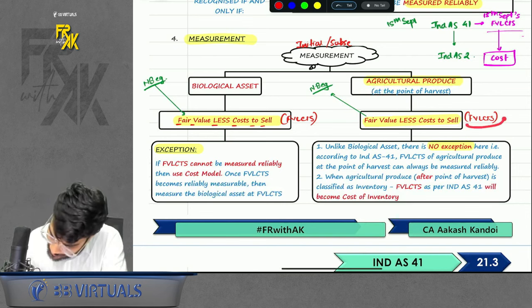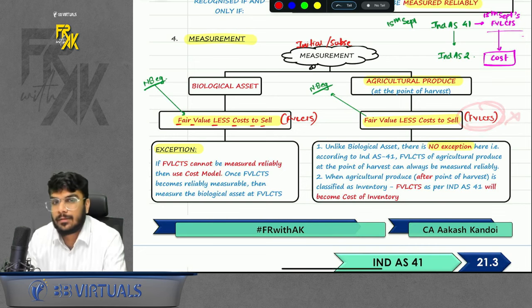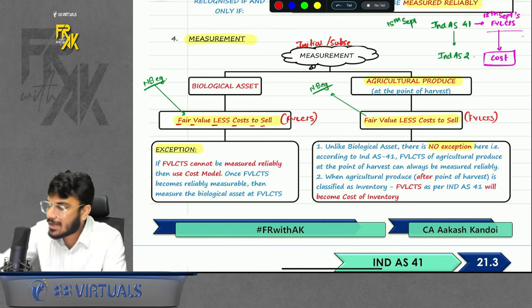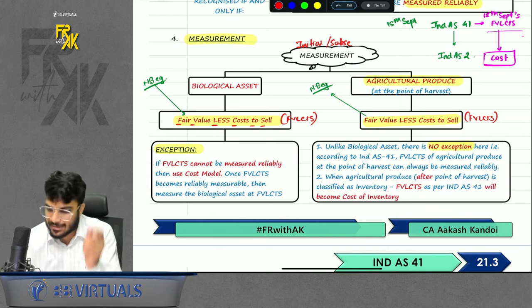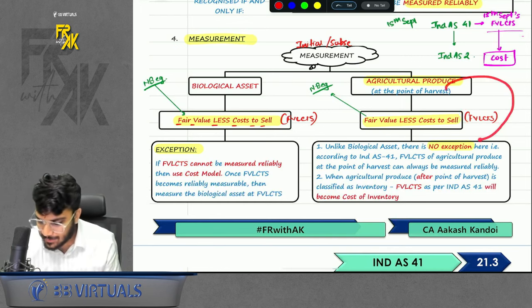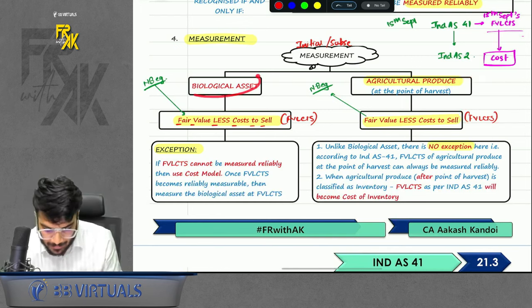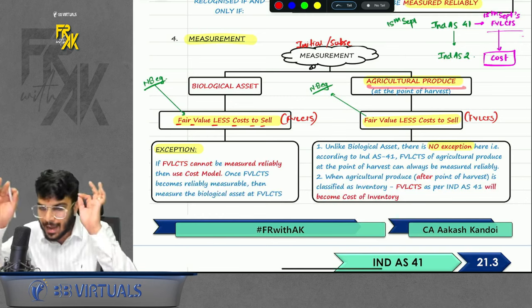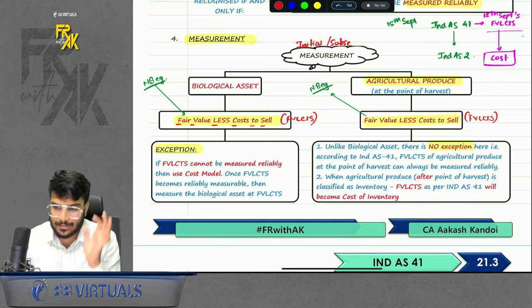Sir, what if FVLCTS is not available here? That cannot be the case. The standard says that for agriculture produce, you will surely have the FVLCTS. So you cannot say that for agriculture produce, FVLCTS will not be available. So there is no exception available here. Like we had an exception for biological assets, such an exception is not available here. So by default for agriculture produce, you will have to calculate FVLCTS.